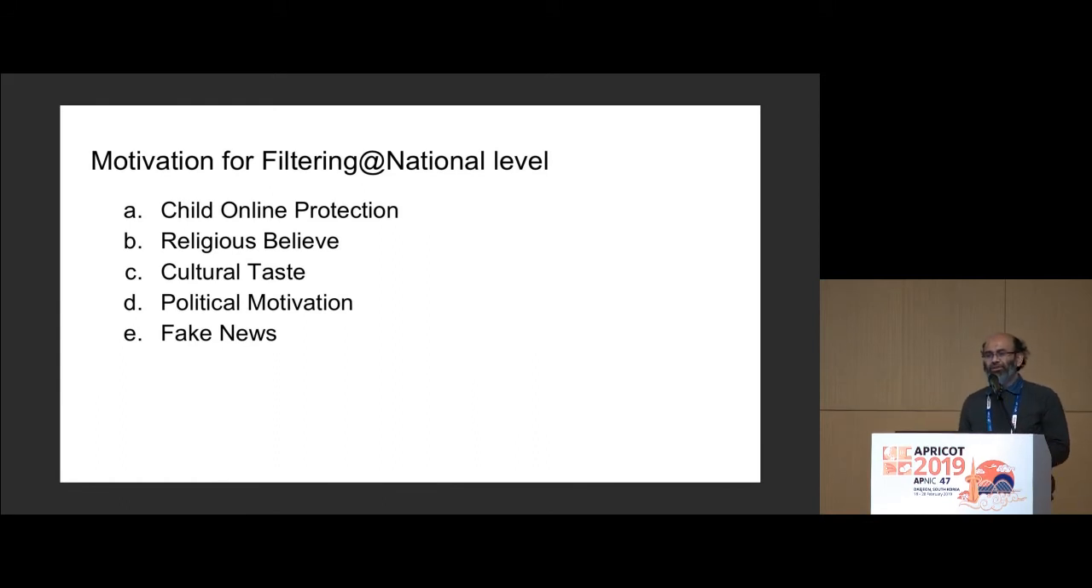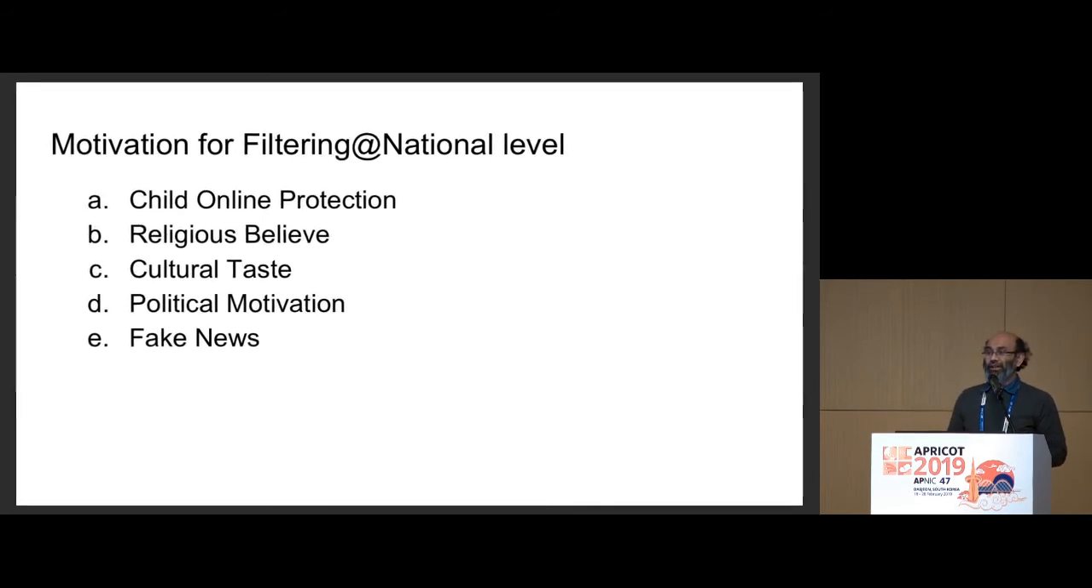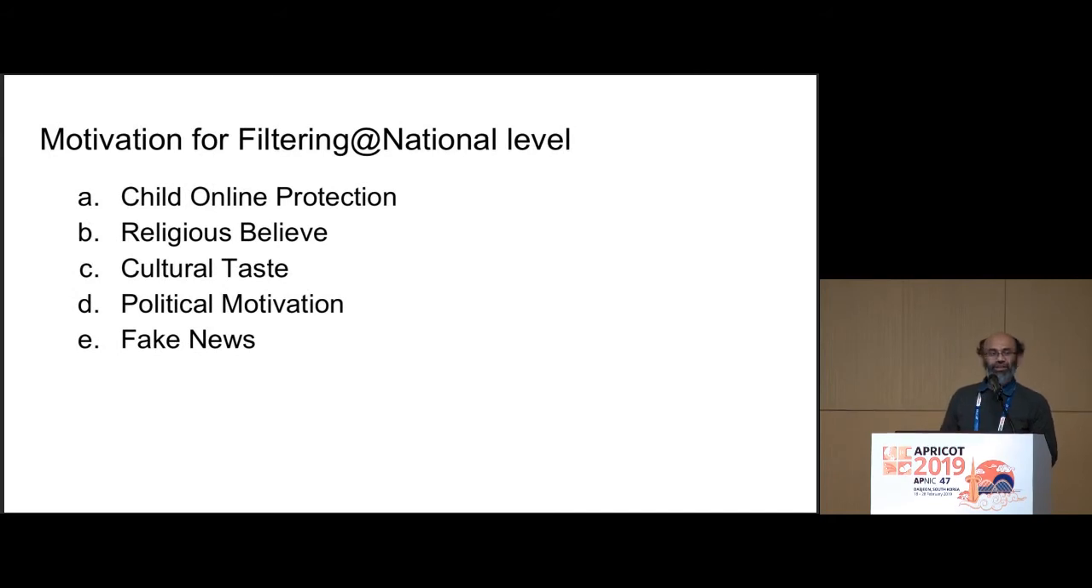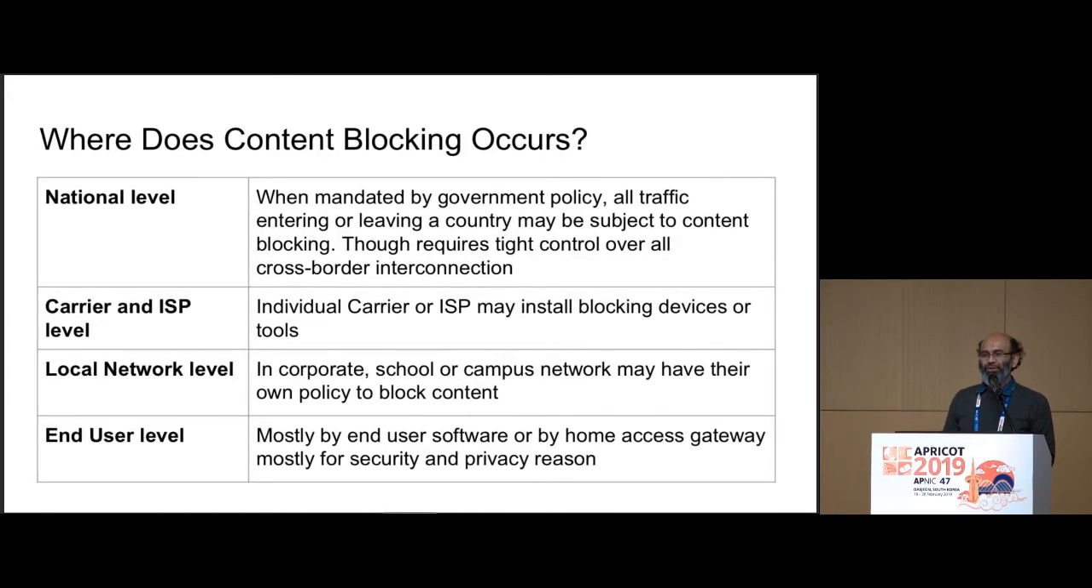And there are many motivations for that. In many countries, as mentioned in Japan, child online protection is one of the key issues. Religious belief causes content filtering in some countries. Political motivation, we can see in many countries, actually causes nationwide content filtering. And fake news is one of the recent phenomena that every country and every person is concerned about. The list can be very long, but there are a few key components we can see that people are blocking.